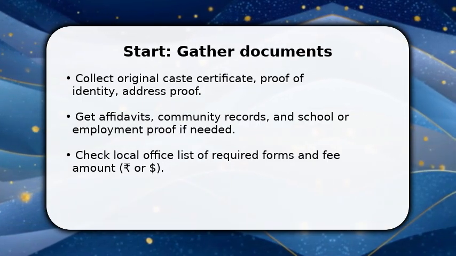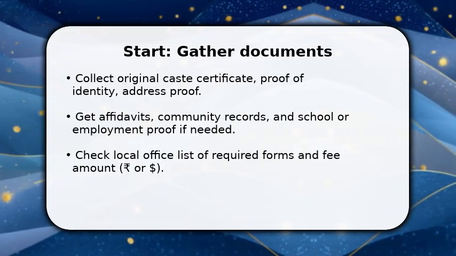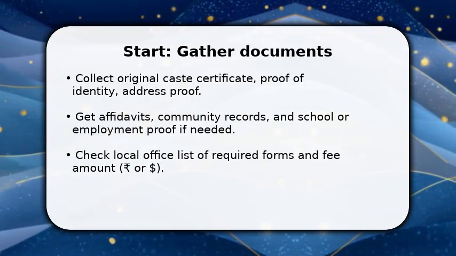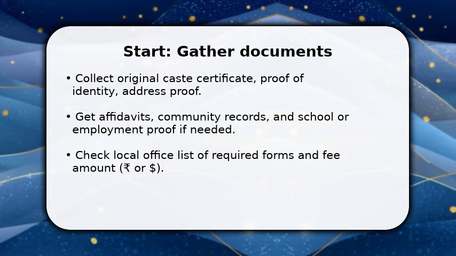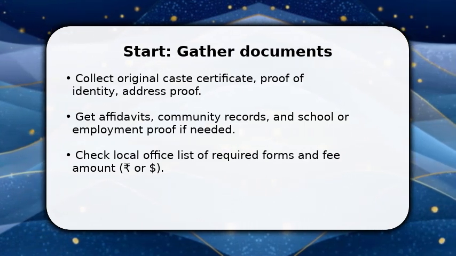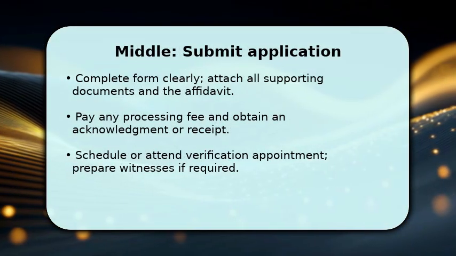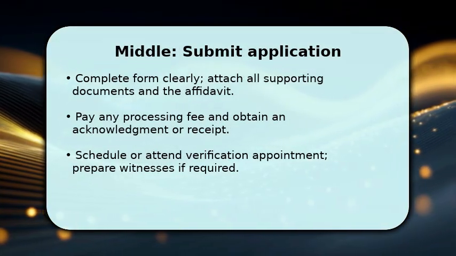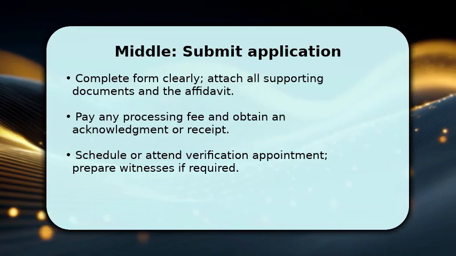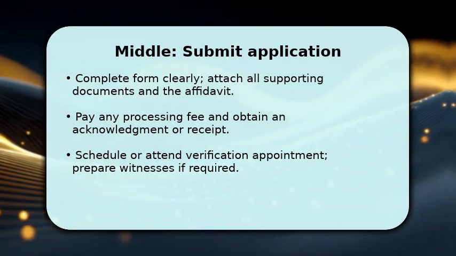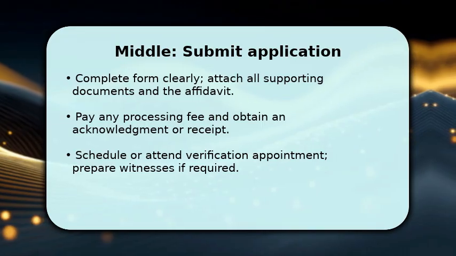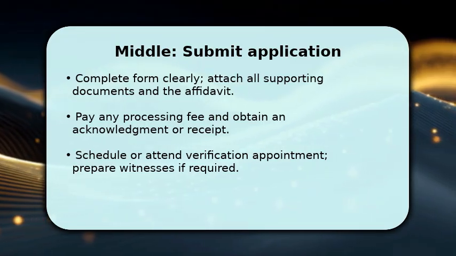Then go to the local Revenue or Social Welfare Office website and download any supplementary forms or note the in-person submission requirements. This immediate preparation speeds the rest of the process. Now submit the filled form with all attachments and the affidavit at the designated office or online portal. You want a receipt. Once submitted, pay the processing fee and note the reference number.